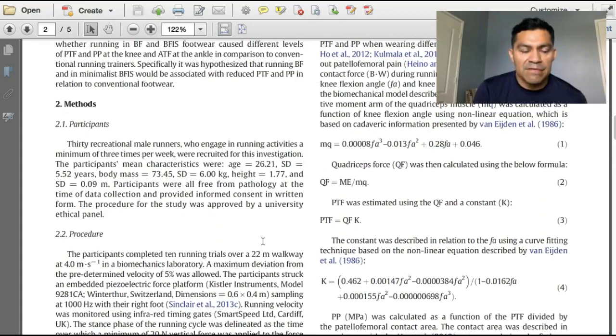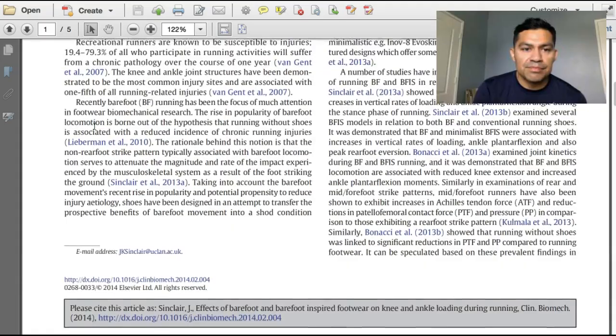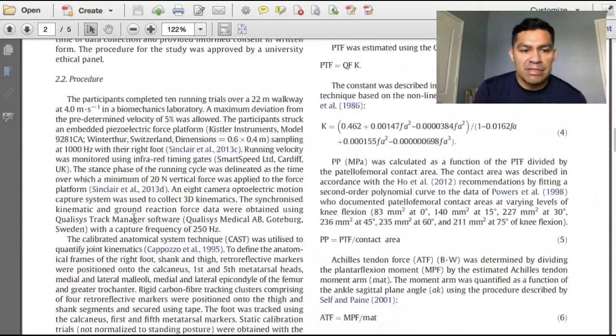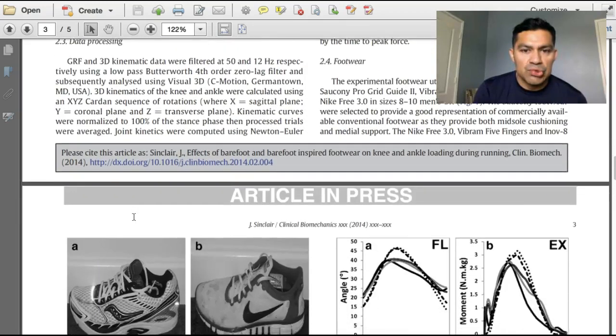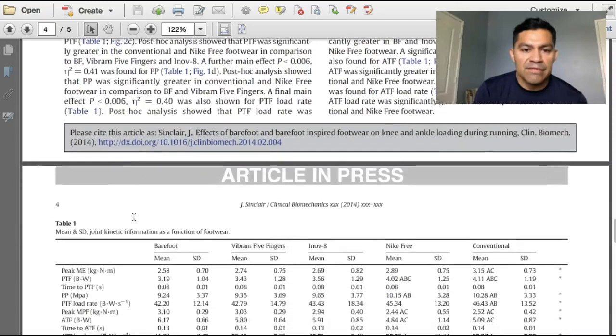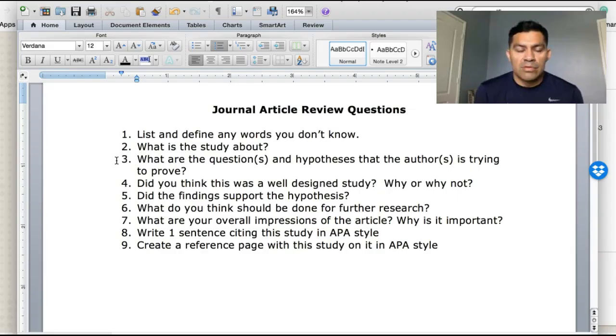But the main things I want you to focus on is the headings, because that's going to guide you through the article from the introduction, methods, to results, and then finally there should be a discussion section. There it is. So once you read the article or try to go through most of it, you're going to have to answer these questions.